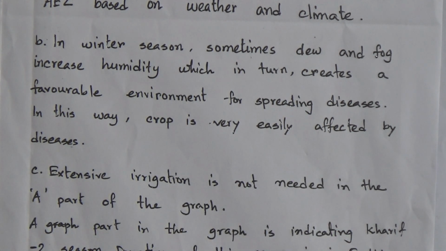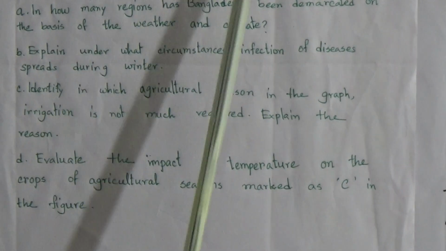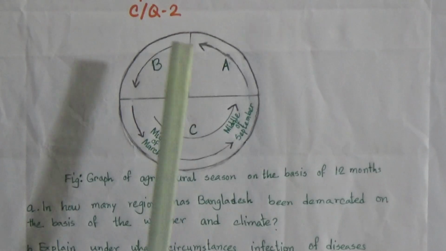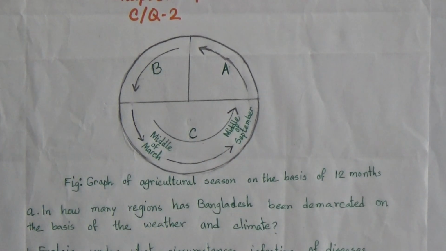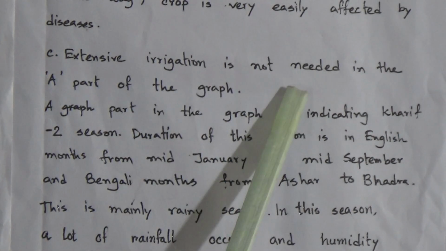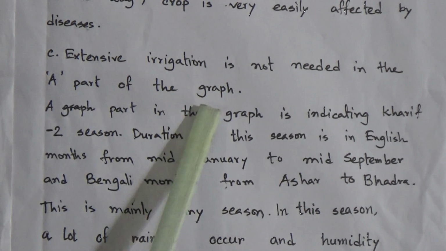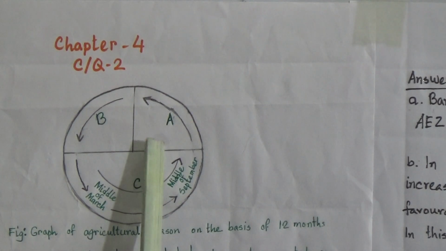Okay, then see number C, identify in which agricultural season in the graph irrigation is not much required. Explain the reason. So here we can see that there are three regions demarcated A, B and C. Now we have to find out which one doesn't need too much irrigation. The answer is extensive irrigation is not needed in the A part of the graph. That means this part doesn't need extensive irrigation.